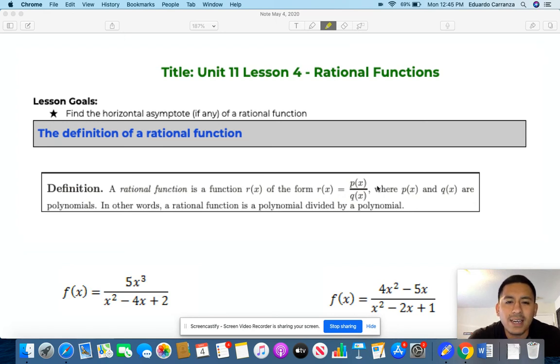Hey, welcome back, guys. So today, our focus is going to be on lesson four, rational functions. And our goal for today is to be able to find the horizontal asymptote of a rational function.